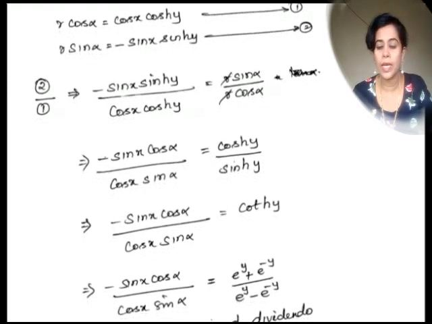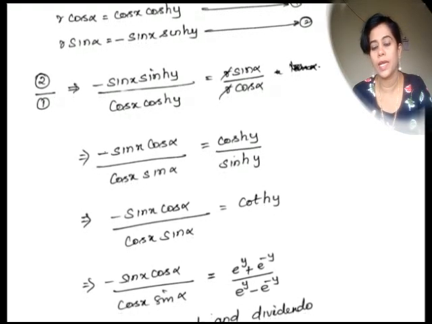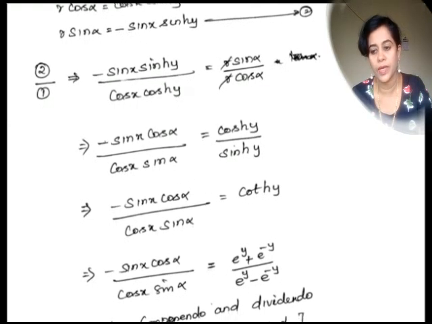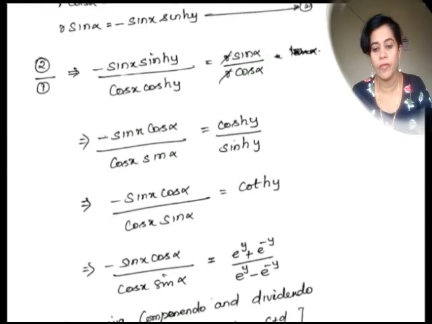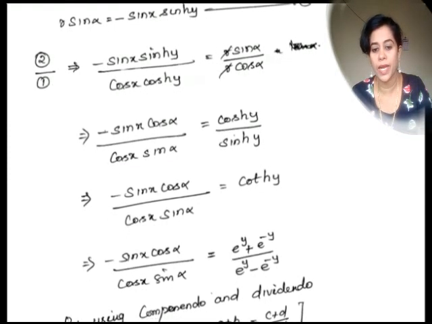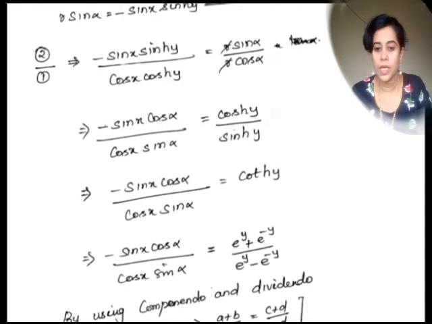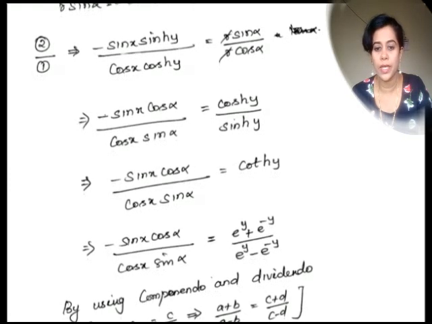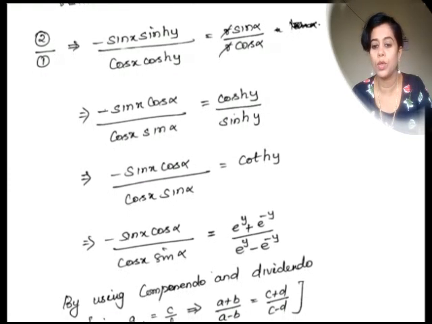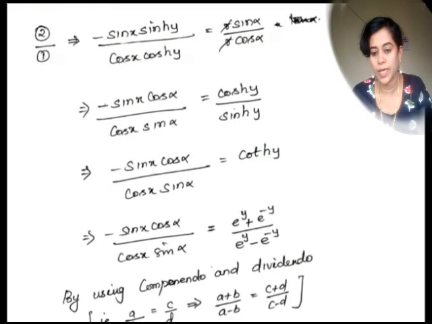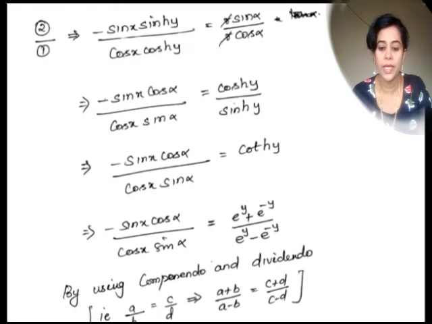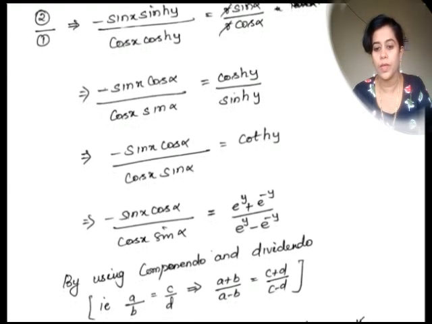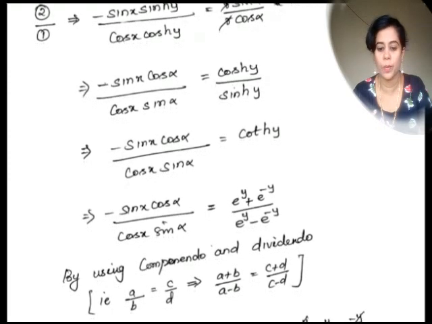So we are collecting the trigonometrical terms on one side and the hyperbolic terms on the other side. Therefore, cos alpha in the denominator on the right hand side, cross multiplying, we are getting minus sin x cos alpha divided by cos x sin alpha, which will be equal to cosh y by sinh y. Which is nothing but minus sin x cos alpha divided by cos x sin alpha equal to coth y. Cosh y divided by sinh y is coth y.